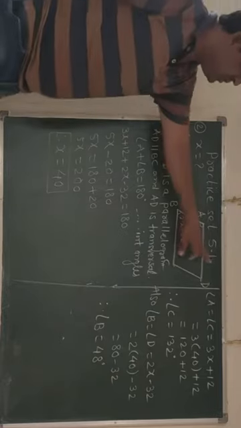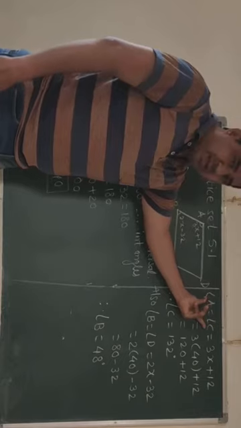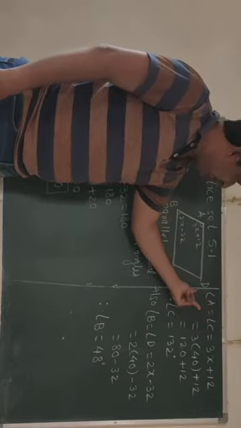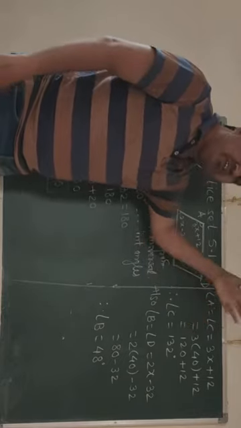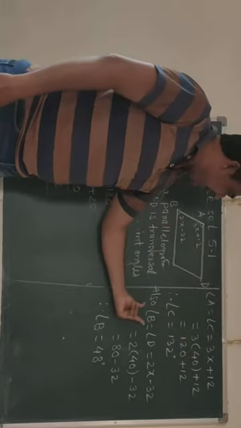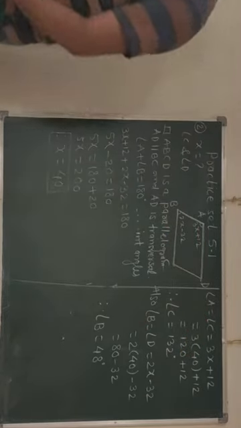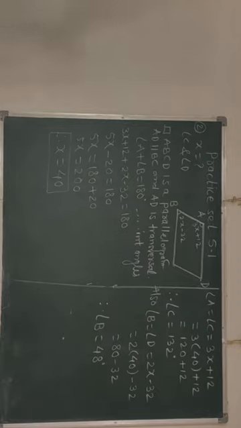So here we use the logic that opposite angles of a parallelogram are congruent. So angle A equal to angle C, find out angle A, obviously we get angle C. In the same way, angle B equal to angle D. Then next question.